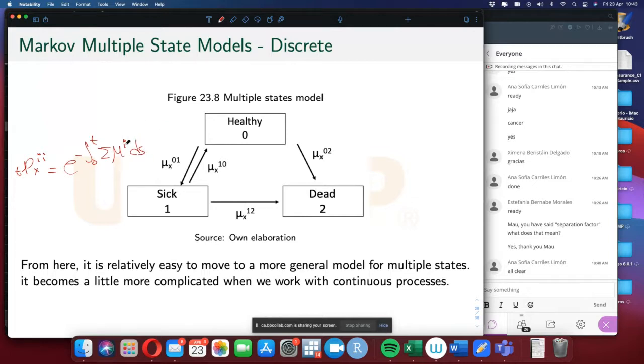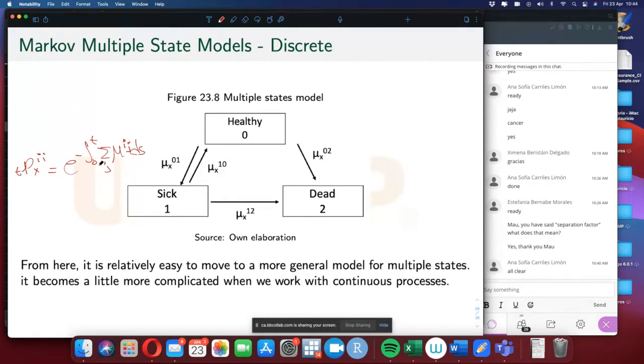So all these options, okay? Essentially, what I told you is the same as when we were in actuarial mathematics, where the probability of surviving was the exponential of minus the integral between 0 and t of the force of mortality. Here it is the integral between 0 and t of the force of transition.